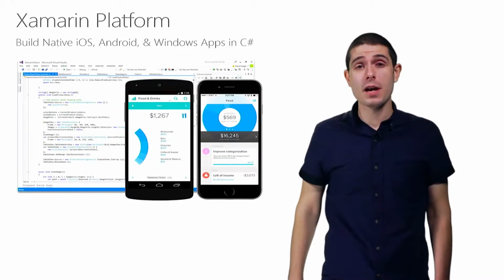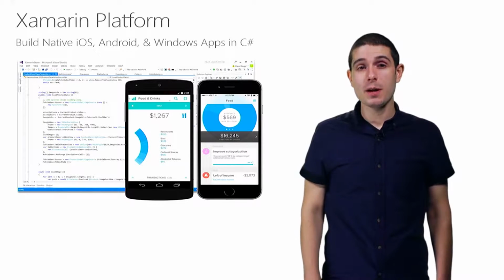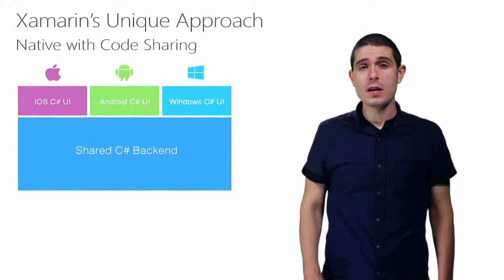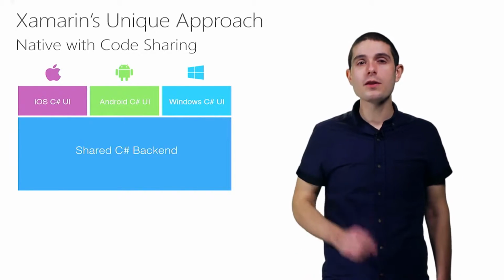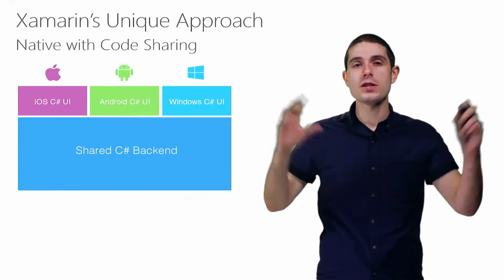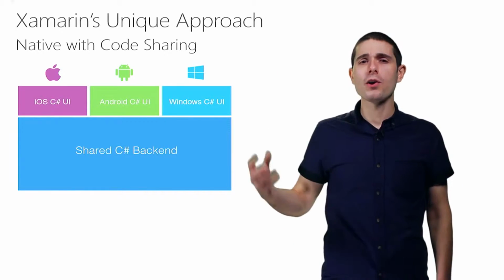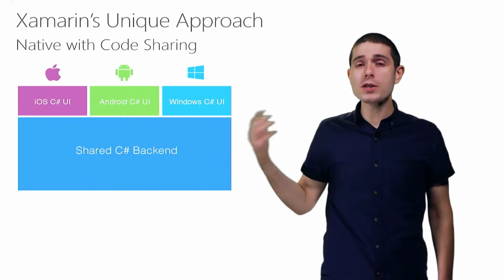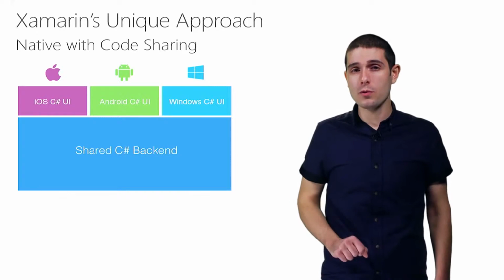And we're going to focus on the Xamarin platform. And this is where you are able to build those iOS and Android apps inside of Visual Studio. And the Xamarin approach to mobile development is really unique. It's about native with code sharing. We build a shared C# backend, all for business logic, the core of our application, our models, our view models, our RESTful service calls, our SQLite databases, things common across all platforms.